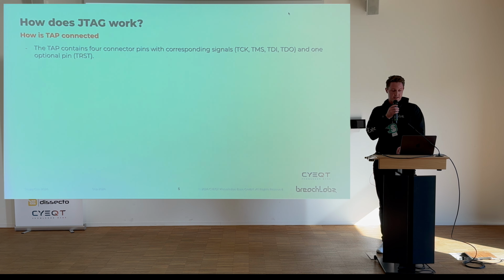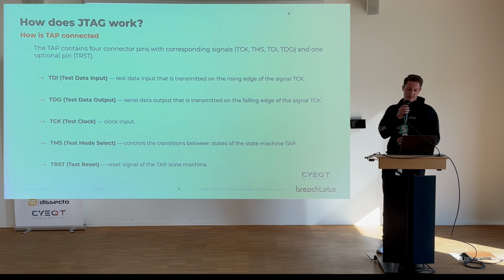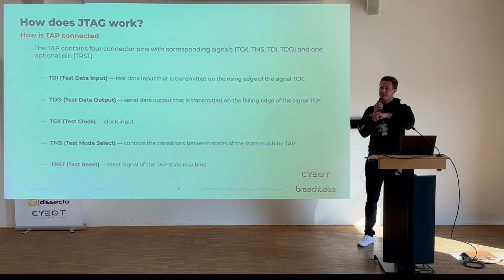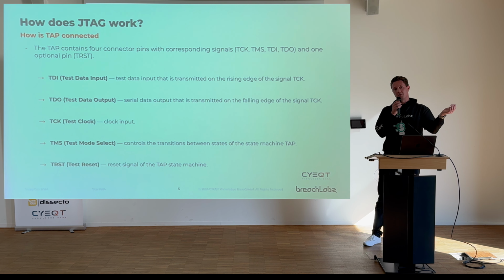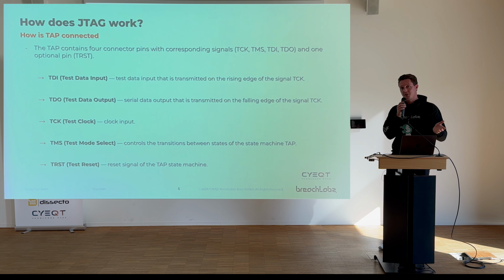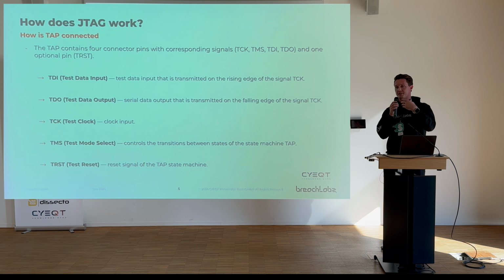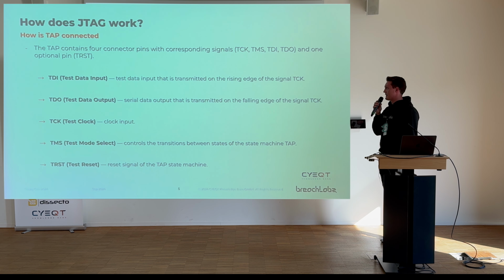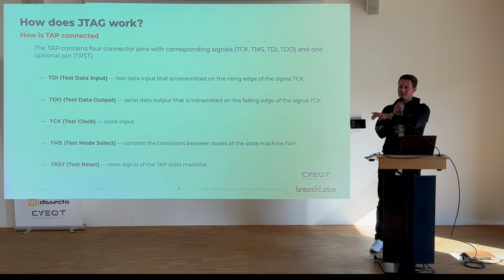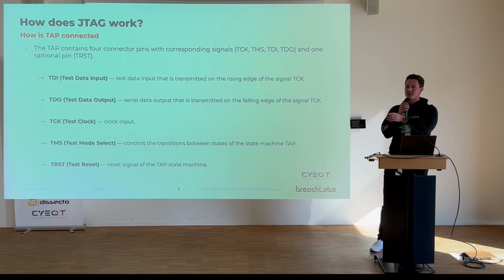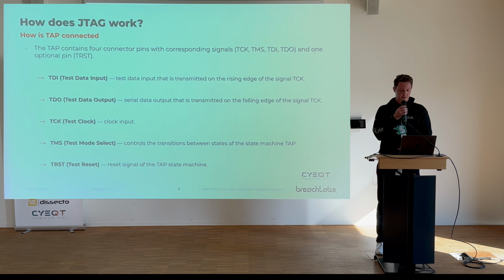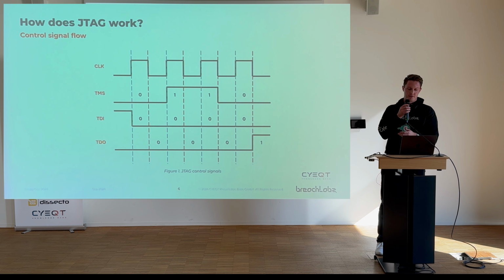TAP is connected with 4, sometimes 5 different ports. You have your test data input, where data is transmitted from the tester into the chip. You have the test data output, where you read back the information that is output by the chip. You have your clock in order to sample the data, either on the rising edge or on the falling edge. And you have your test mode select, which is how we transition through the state machine of the TAP controller. Sometimes you also encounter a test reset, which is the reset signal for the state machine.